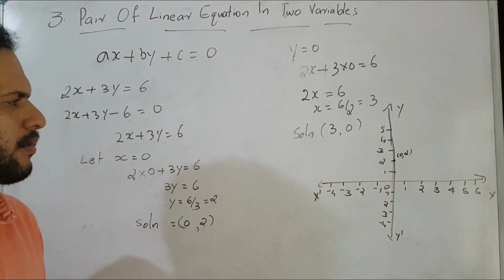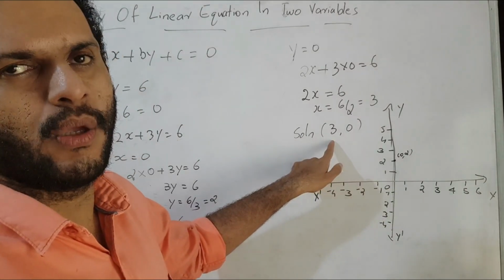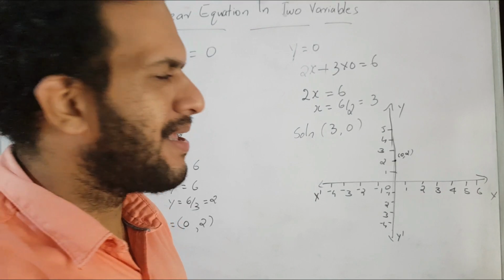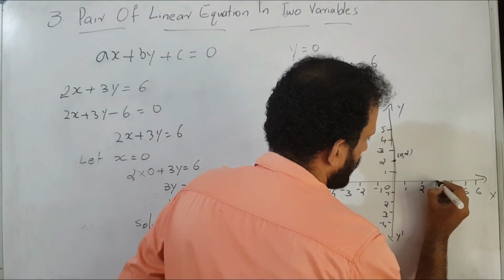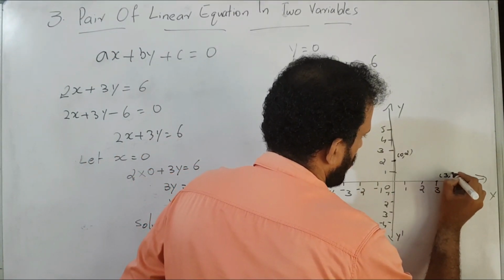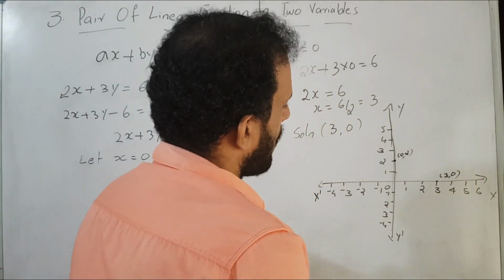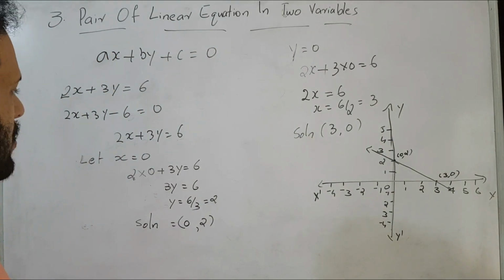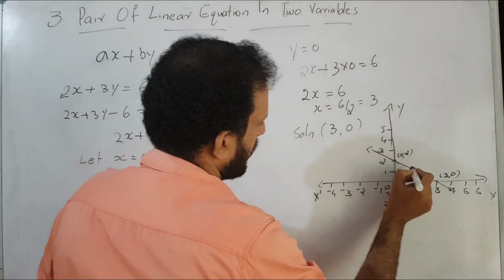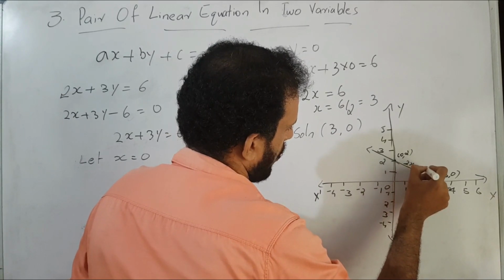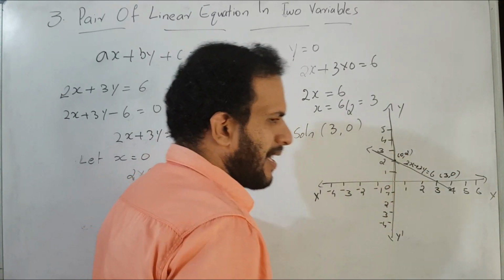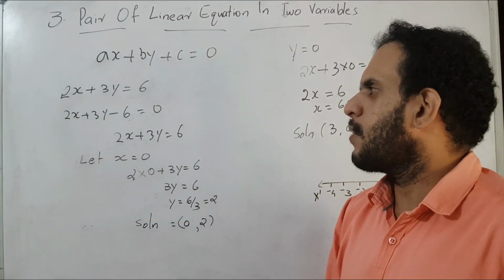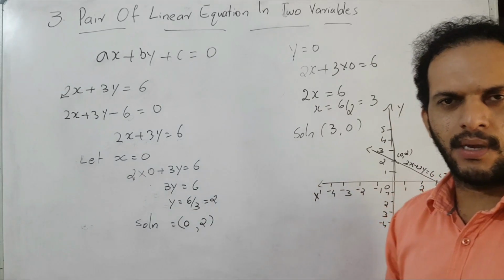Next we represent the solution (3, 0). That means the y coordinate is 0. The y coordinate being 0 means the point lies on the x axis. Then the point is this one, (3, 0). Then what is next? We join the points, and we write the equation above the line, 2x plus 3y is equal to 6. This is the graphical representation of the linear equation in two variables 2x plus 3y is equal to 6.